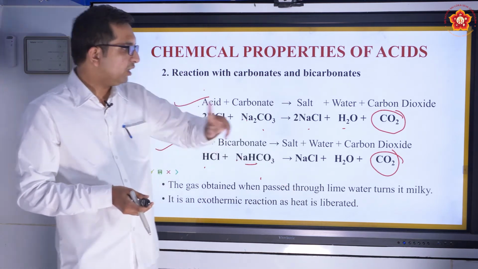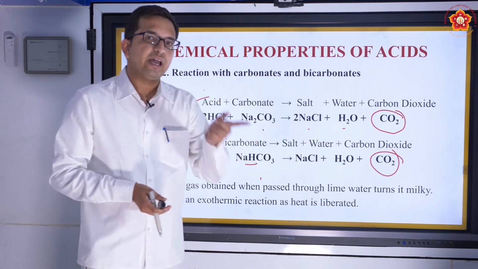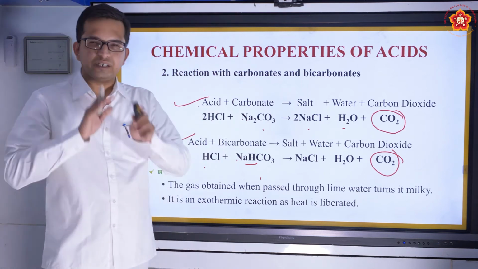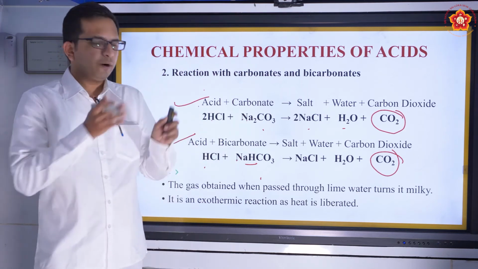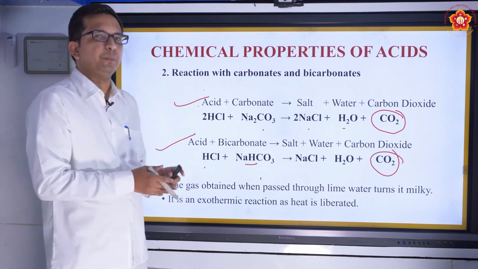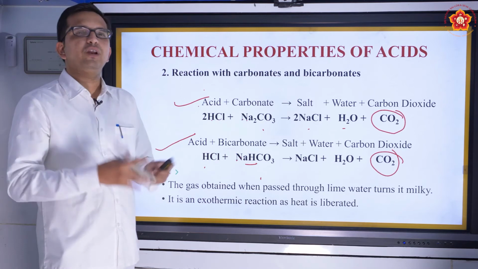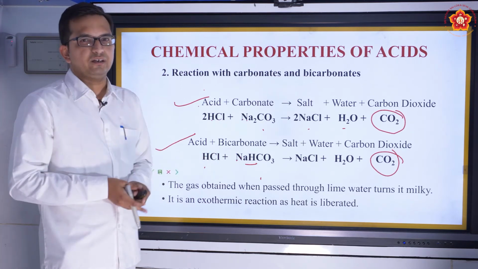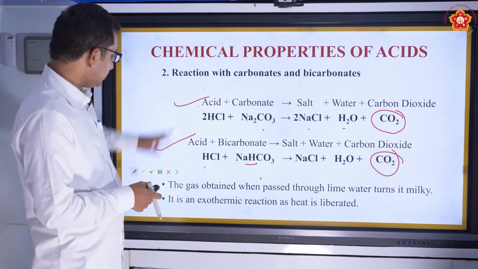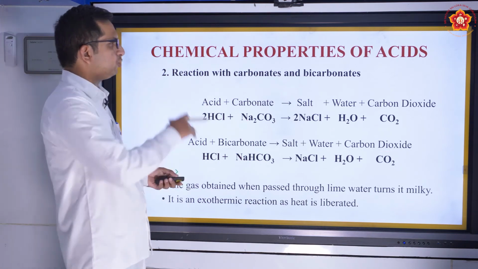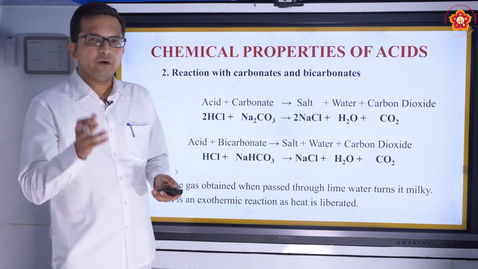Now that is because carbon dioxide gas will react with the lime which is present. The reaction aspect you will not be studying now, but what we are seeing here is the practical aspect where carbon dioxide gas, if passed in lime water, will make it milky in color. So this is the second set of reactions we happen to see with respect to the properties of acids.